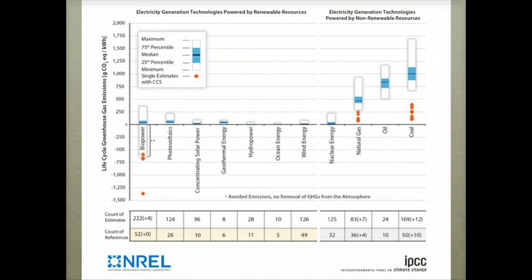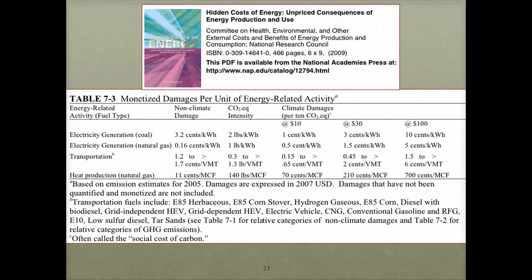as you can see here, and the National Academies conducted a very comprehensive analysis of the external costs related to greenhouse gas and criteria air pollutants in US dollars per kilowatt hour. Here is a summary of their results.